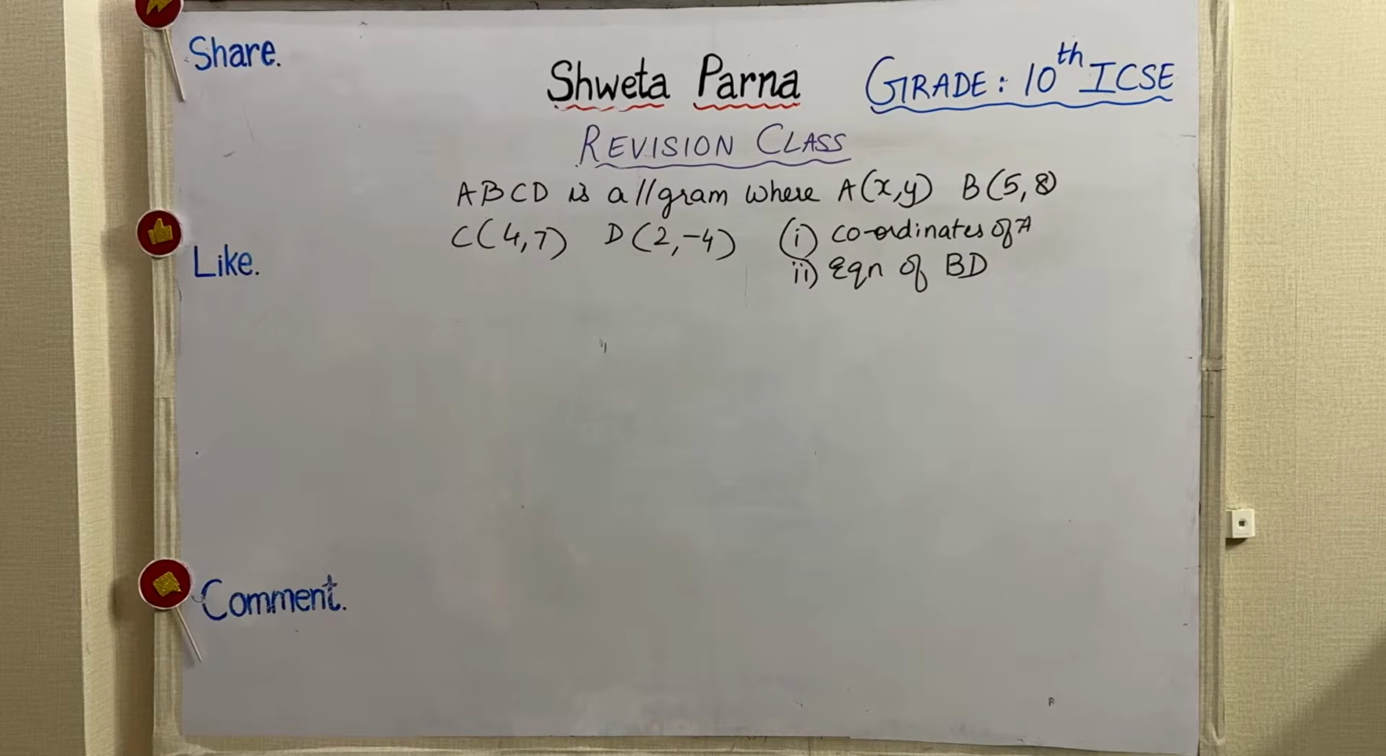ABCD is a parallelogram where you have to find the coordinates of A first. B, C, D are given to you. So here you will have to use the properties of a parallelogram. What are the properties? Opposite sides are equal and parallel. The diagonals bisect each other. They only bisect each other, not at right angles.